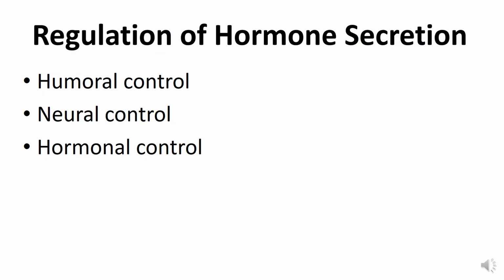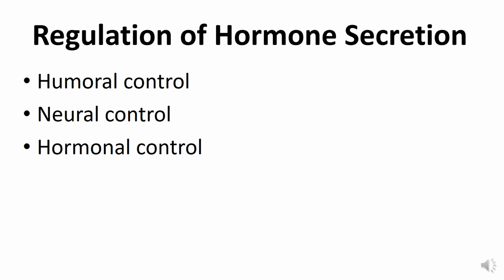Hormone secretion is tightly regulated to keep the body stable and balanced. The endocrine system constantly monitors internal conditions and adjusts hormone levels when needed. This process helps maintain homeostasis every single day. One major control method is humoral regulation. In this system, hormone release is triggered by changes in blood levels of certain substances.